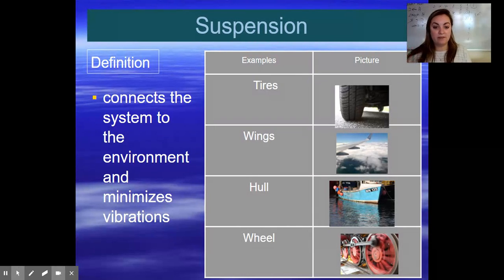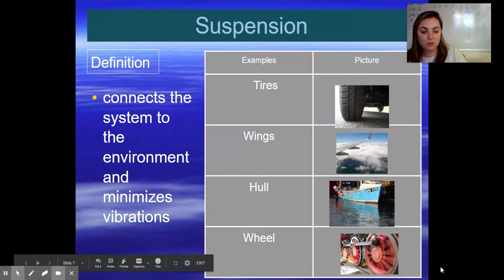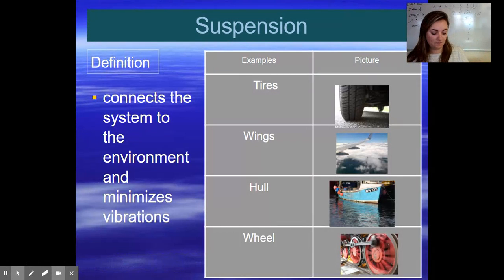The wings on an airplane are connected to the environment, which is the air, and the hull of a boat is connected to the water. Hull was also part of structure. So if I tell you that you're looking for the suspension of a boat, it is also the hull, because it's what's actually connecting it to the environment, whether that's a lake, ocean, or pond. And the wheels on a train would also be suspension, because they connect the train to the environment, which would be the tracks.